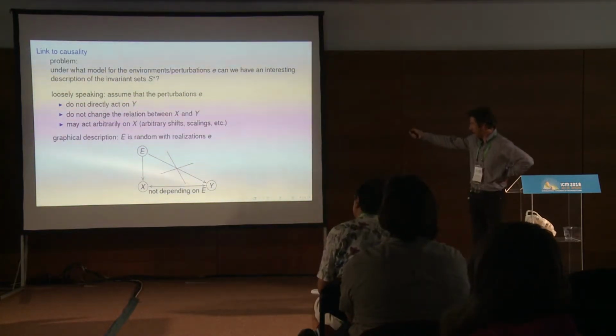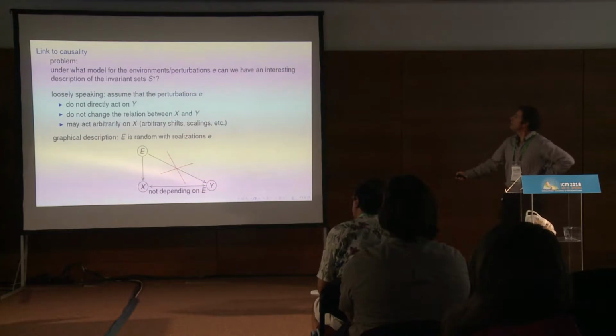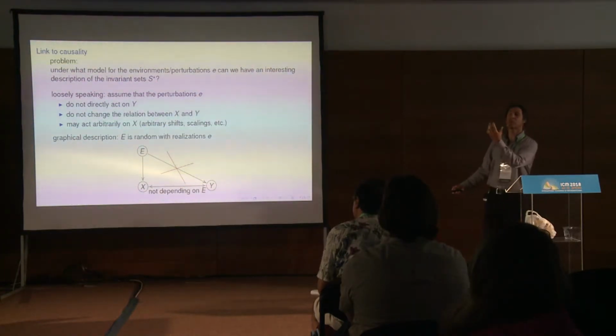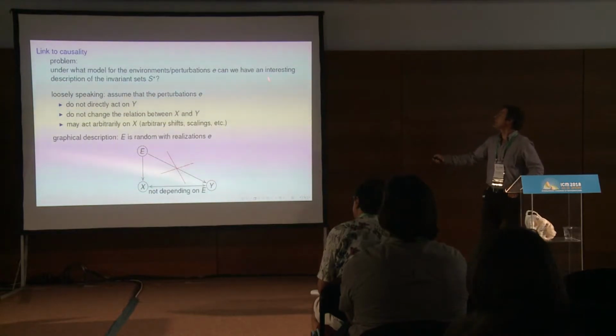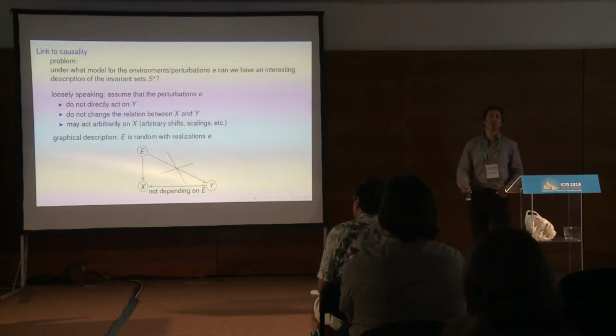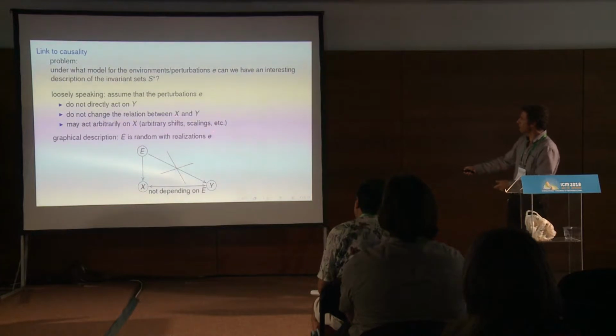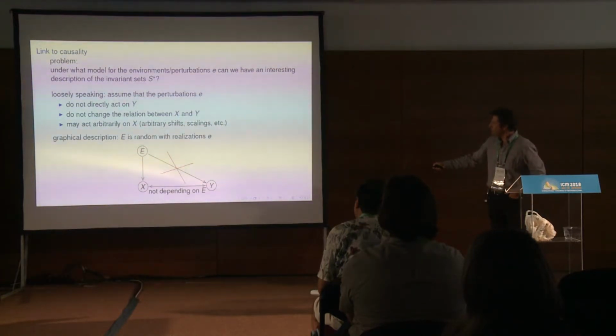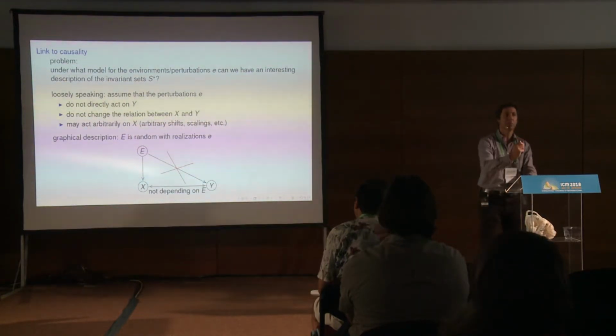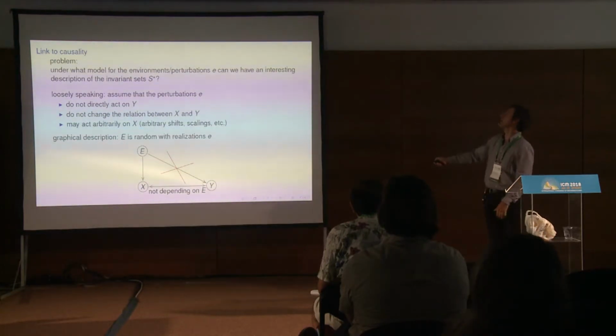Okay? So how can we link invariance to causality? And so this is a bit explained in this slide. So the problem I want to look at is under what model for the perturbations can we have an interesting description of the invariant sets which satisfy the invariance assumption. And here are the main two assumptions, and the third is not really an assumption. The first one is I require from my perturbations that they do not act directly on y. What do I mean by that?